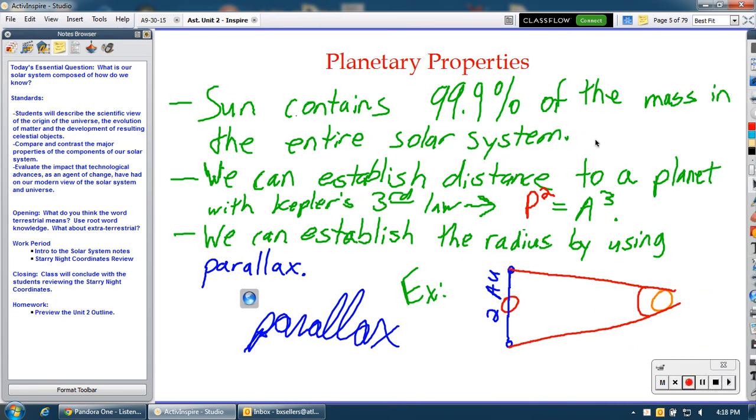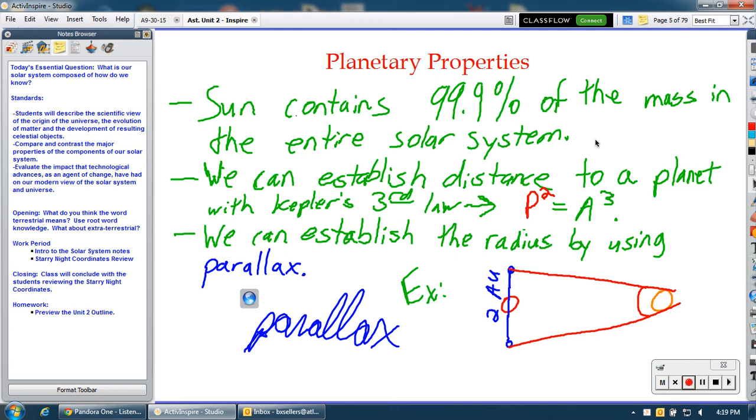So there are some basic planetary properties that we're aware of about our solar system. The Sun contains about 99.9% of the mass of the entire solar system. So everything else, asteroids, comets, planets, and interstellar debris, makes up that other 0.1%.